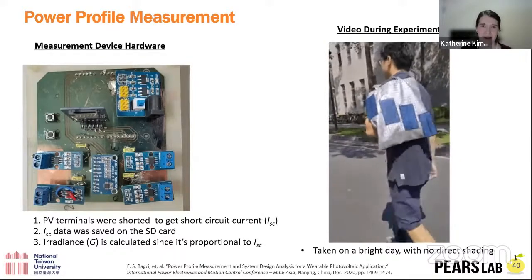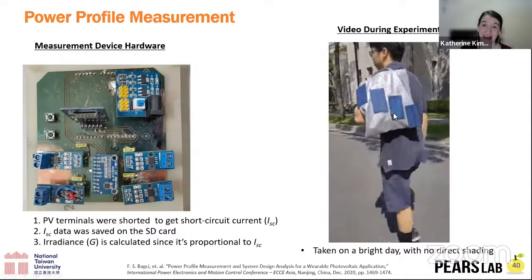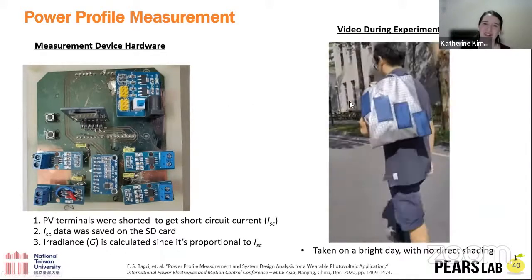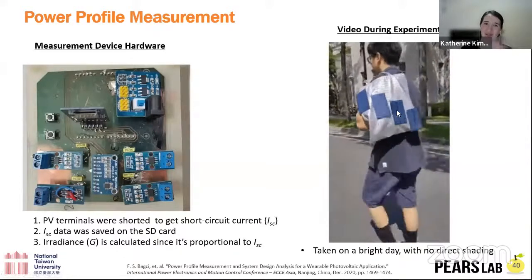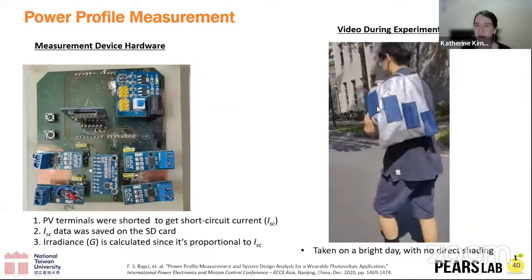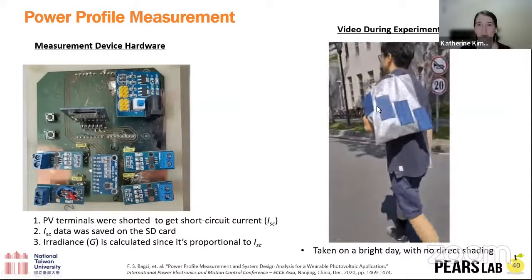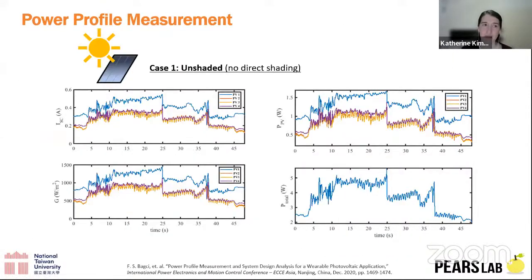And this is our data set. So when we took the data, the student was walking in the sun, and this is how the panels were arranged. We measured the data at this time for about 30 seconds. And so what we got is, these are the results shown here.